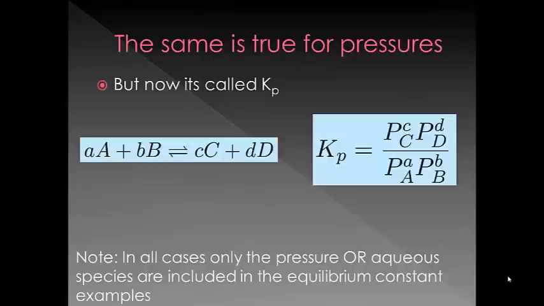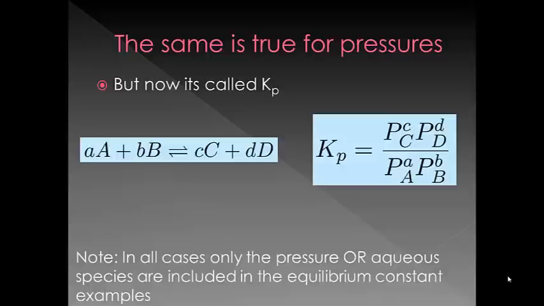Now, everything that I've said about concentrations, which is all we've been talking about so far, is true for gases as well. Only now we're going to use pressures instead of concentrations. And therefore, when we use these pressures, it's called Kp. So, same rules apply. You're going to put products over reactants. It's just you'll write pressures now instead of concentration. You're still going to raise each pressure to its stoichiometric coefficient.